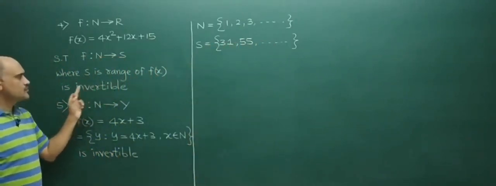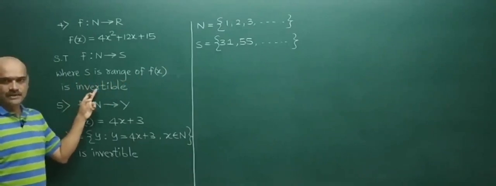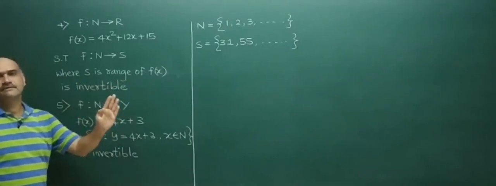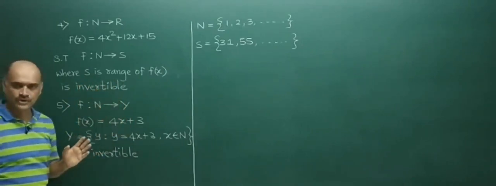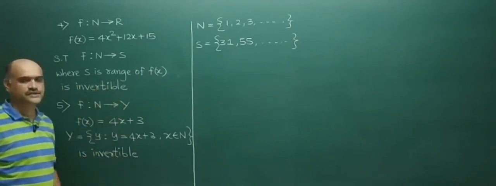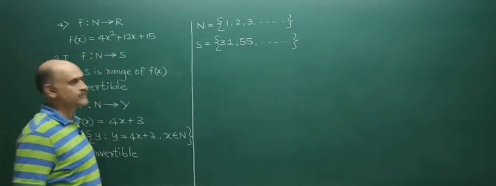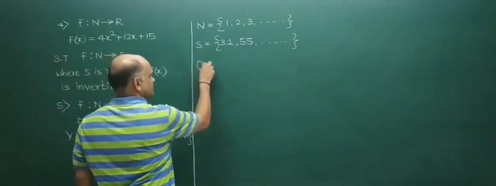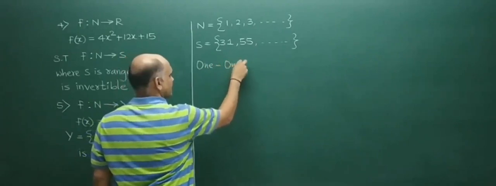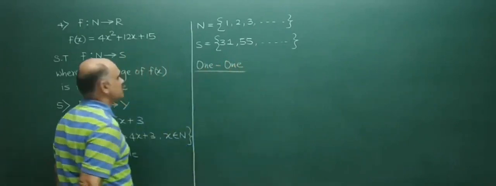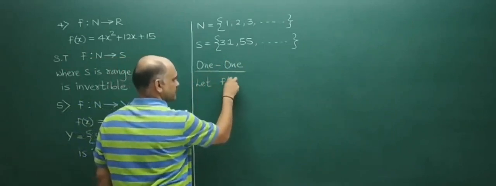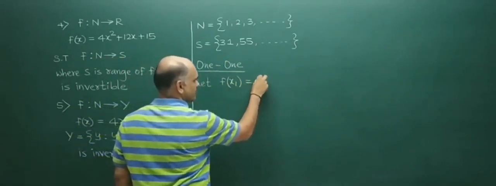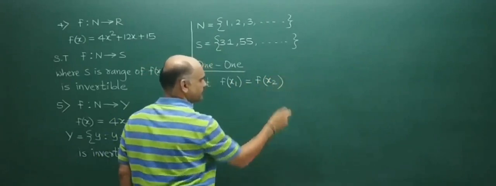You are required to show that it is invertible. That means, indirectly, you are required to show the function is one-one and onto. So for one-one, let f of x1 is equal to f of x2.